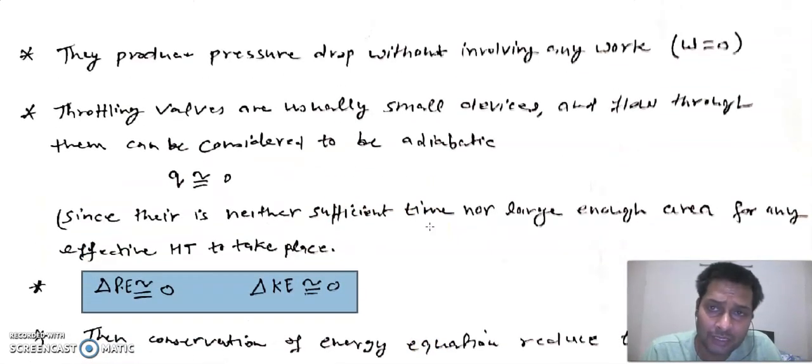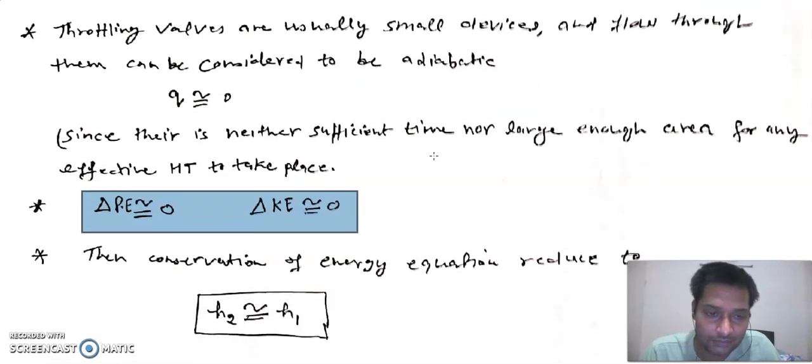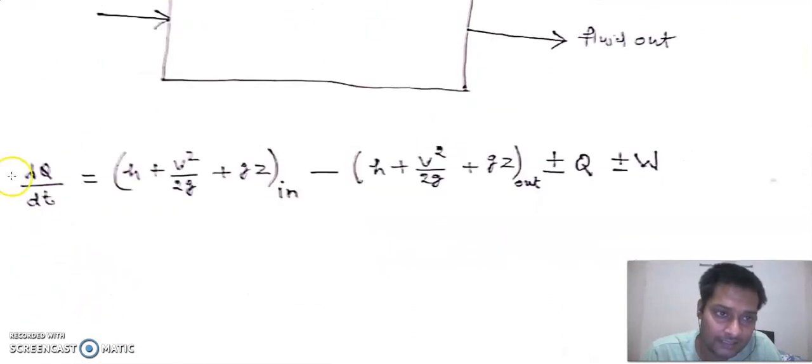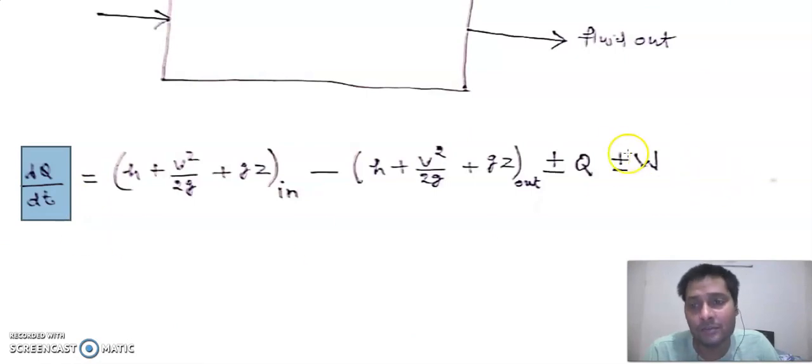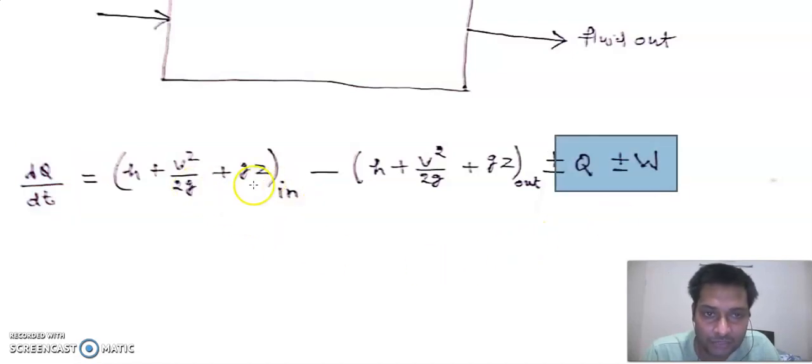So if we apply these conditions in our energy balance equation, then at steady state, let's go to this equation again. At steady state, this dQ/dt term will be 0. We have Q and W value equal to 0. The change in kinetic and potential energy is again 0.